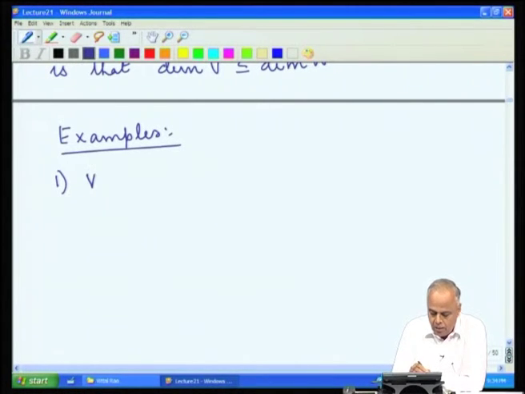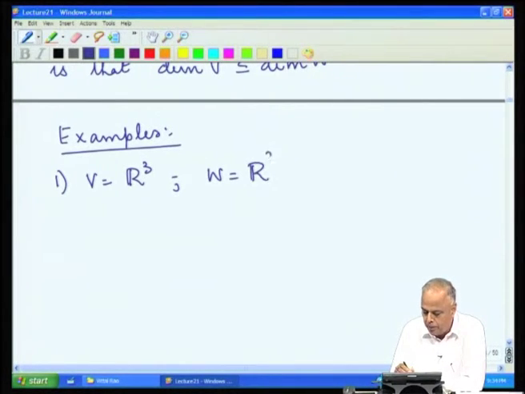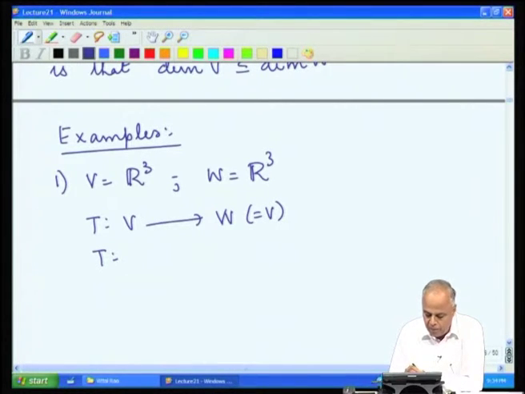Let us take V to be R^3 and W also to be R^3, the usual 3 dimensional vector spaces over the real numbers. Now, let us define a mapping from V to V. Now, W in this case is equal to V. So, we are looking for a mapping from R^3 to R^3.